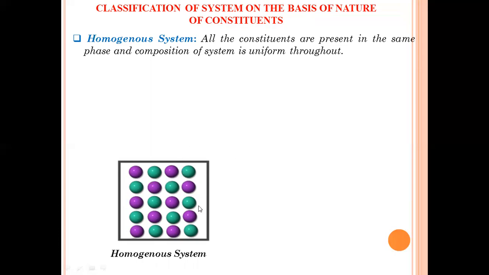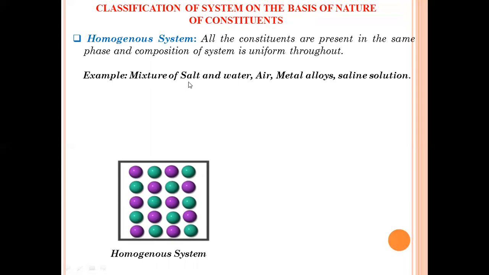Examples of homogeneous system: mixture of salt and water. As we know, salt is dissolved in the water, so molecules can be arranged like this. Metal alloys: a combination of two different metals can produce an alloy. A metal alloy is a homogeneous system. Saline solution again has a uniform composition throughout. So these are examples of homogeneous system.